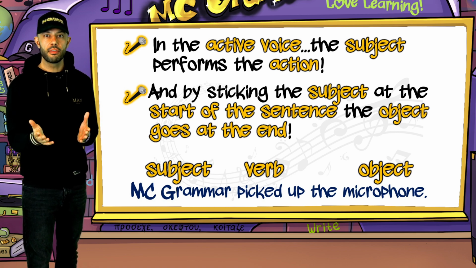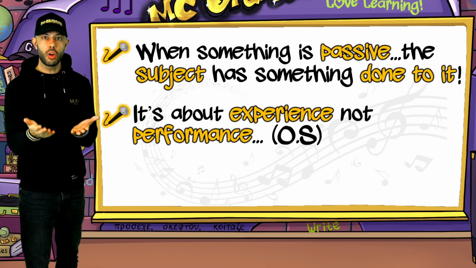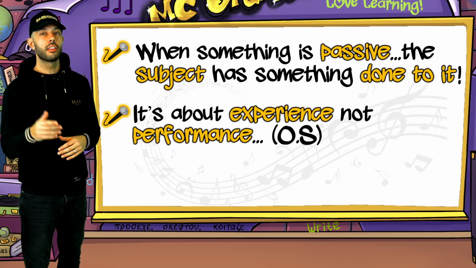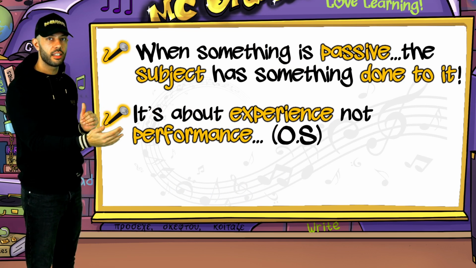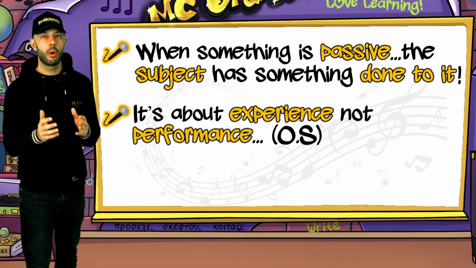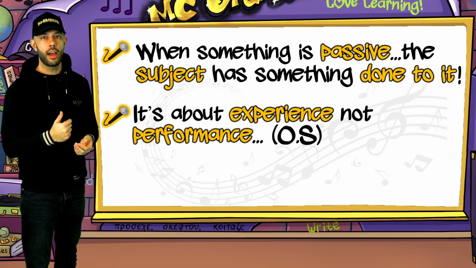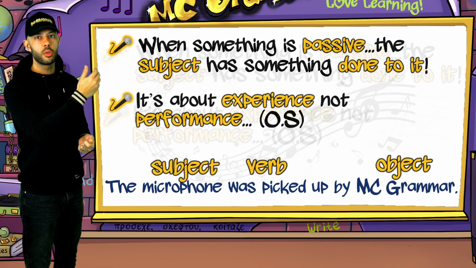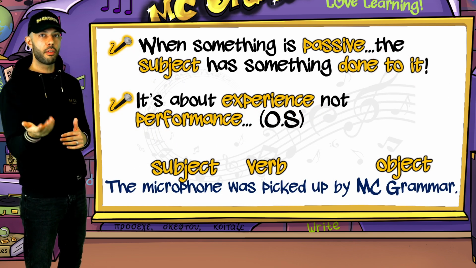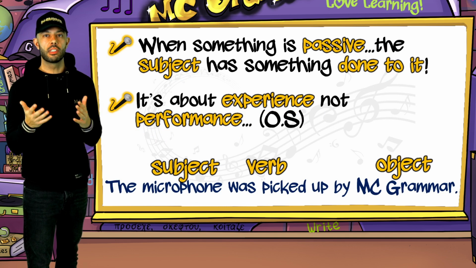Let's move on to passive now. What about passive? Well, the song goes, when something is passive, the subject has something done to it. Now, we're going to be working with moving an active sentence or transforming it into a passive one. So we're going to switch things around. We're going to take the original subject and move it to the end, and bring the object to the top. Like this: the microphone was picked up by MC Grammar.